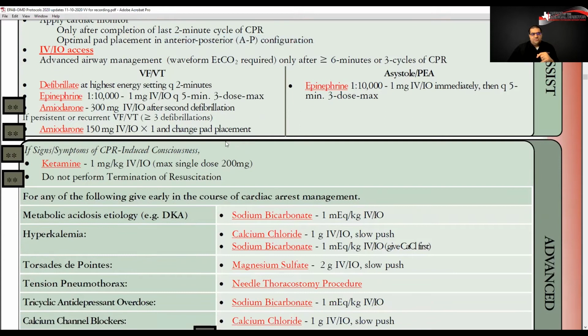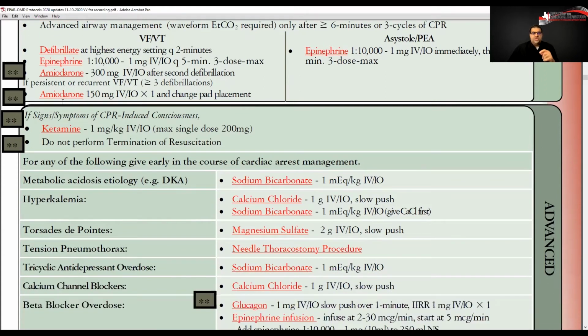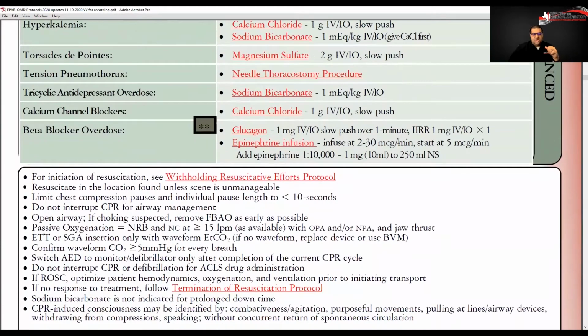And then as I mentioned before, for patients with CPR-induced consciousness, so your CPR is so great and their cardiac output is so good that their cerebral perfusion pressure is allowing them to be awake. And oftentimes they can interfere with the care. So for those patients, you can actually go ahead and give them ketamine. That will help protect their blood pressure, but also sedate them adequately in order to prevent any interference with care.